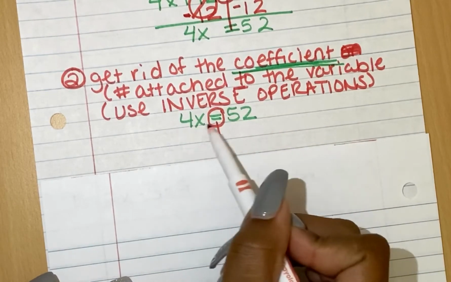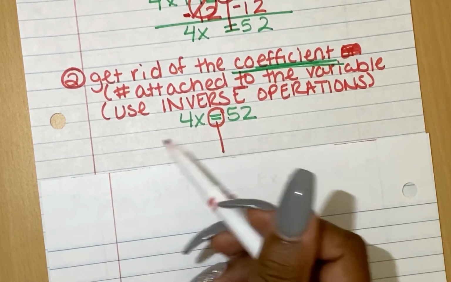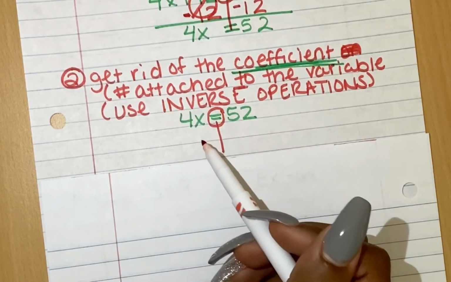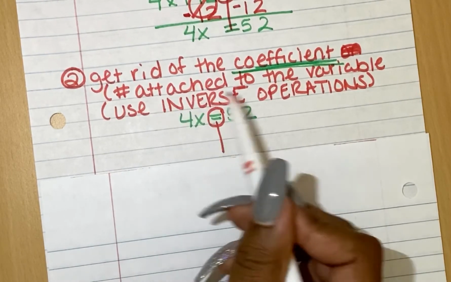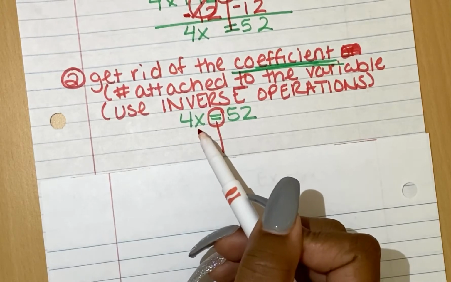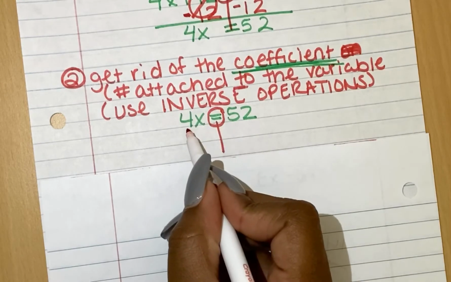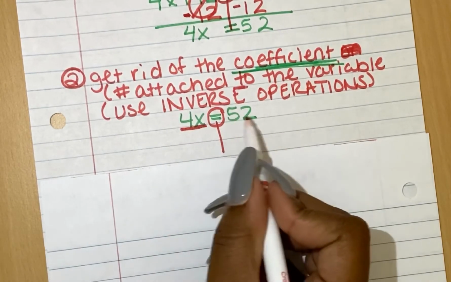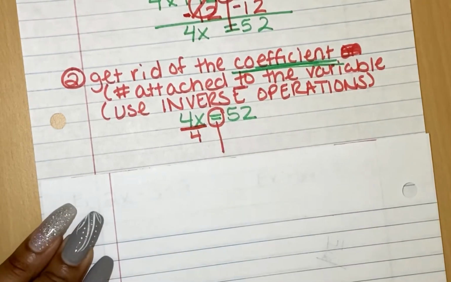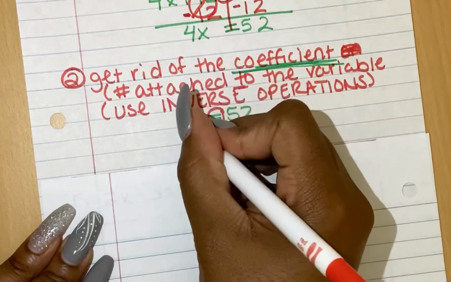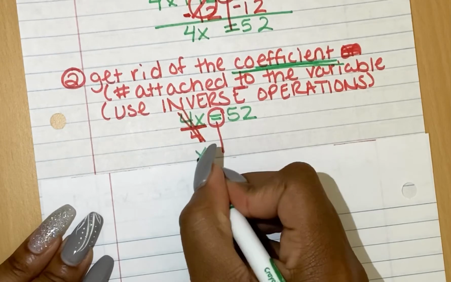If the number is attached to the variable, if that variable has a coefficient, we need to use the inverse operation of multiplication because the coefficient is multiplied by the variable. The number attached to the variable, that 4, is being multiplied by the variable. Using inverse operations is how we get rid of it. The inverse operation of multiplication is division. We're going to divide by 4. 4 divided by 4 is 1. These cross out. I'm left with x on this side.